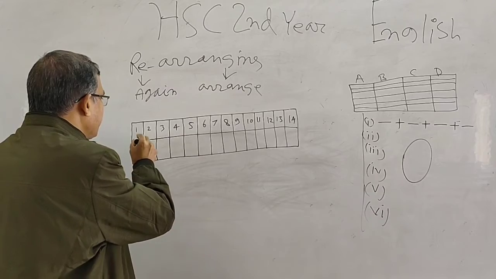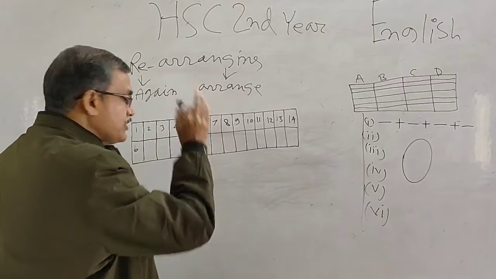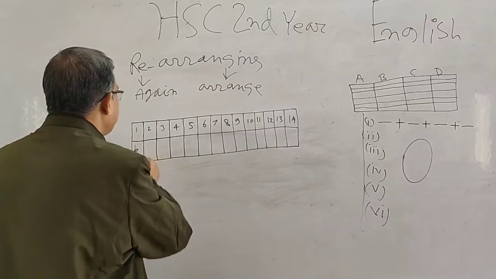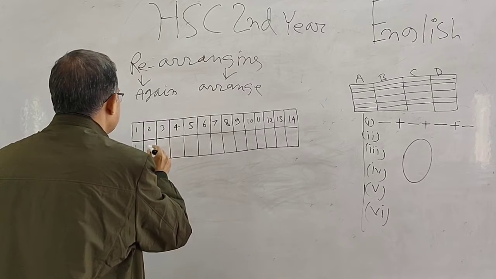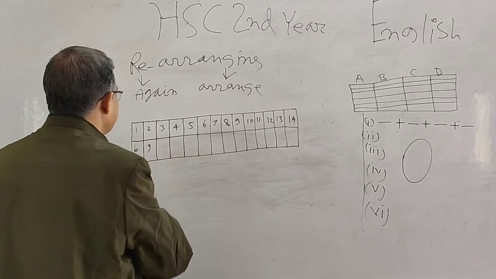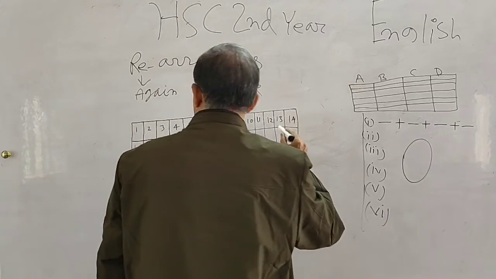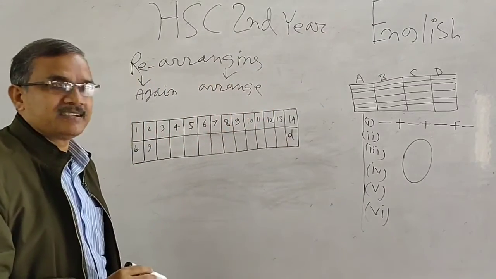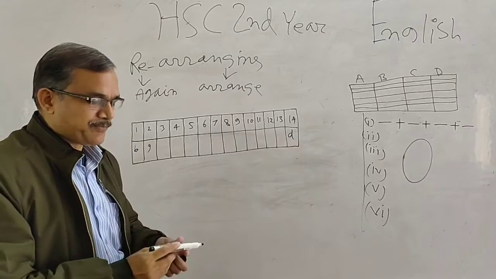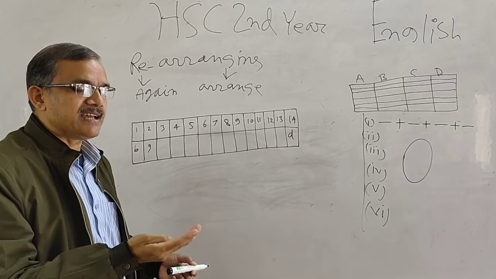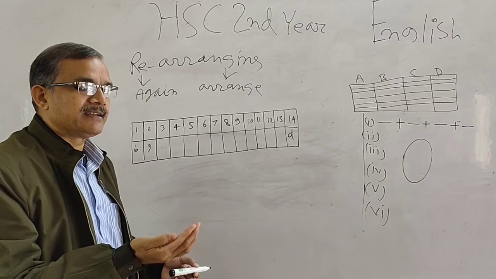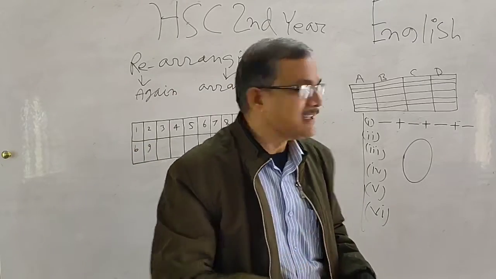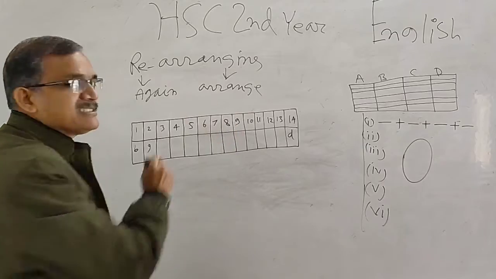But in your question paper, which will be the first sentence? Suppose the first sentence from the question paper will be B. Second one, Z. And suppose number 14 is D. A, B, C, D, E, F, Z, H, I, J, K, L, M, N. So you must follow this letter sequence first.